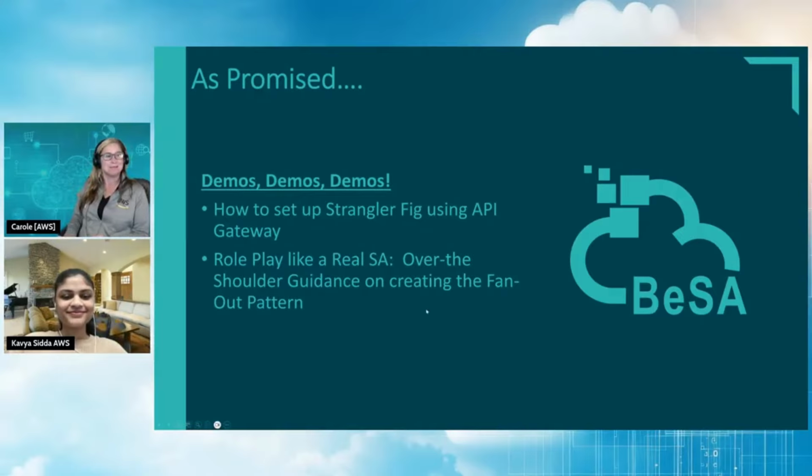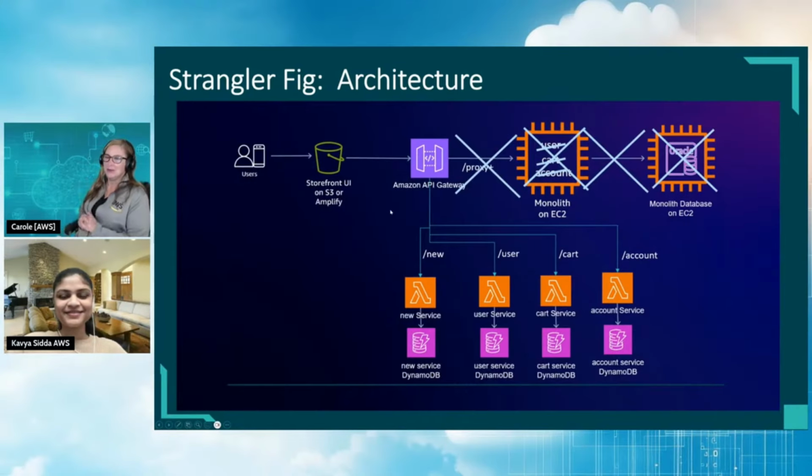We're a little nervous. All right, so our first architecture, you probably remember this from last week, is Strangler Fig. And I'm actually going to walk you through this myself, just adding a proxy integration in API Gateway and adding a new service and testing that out.